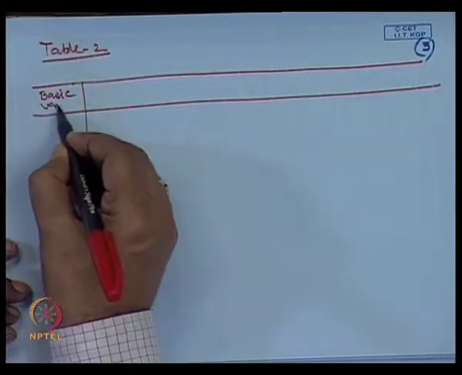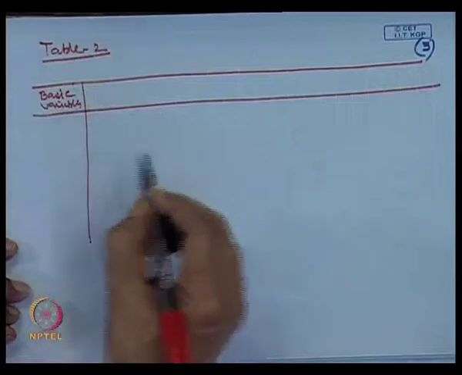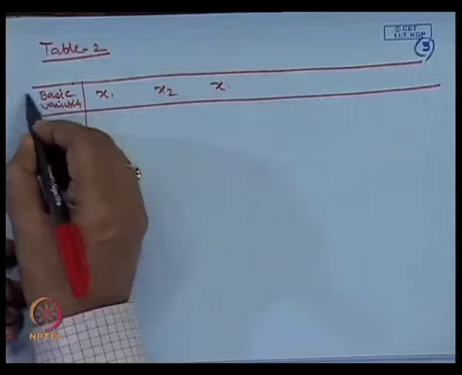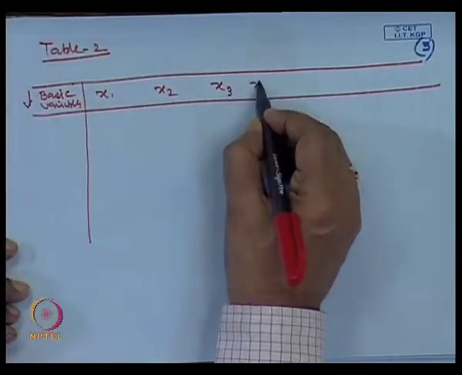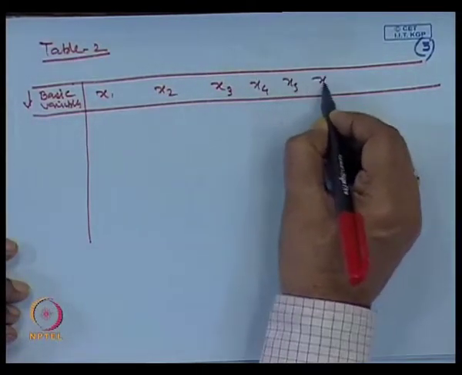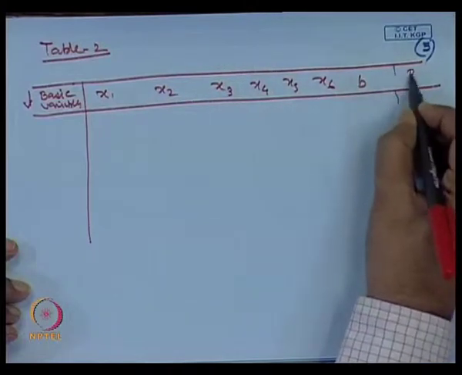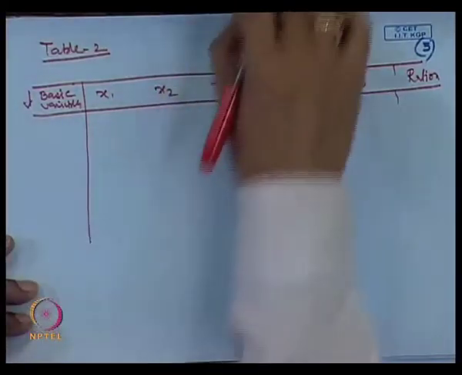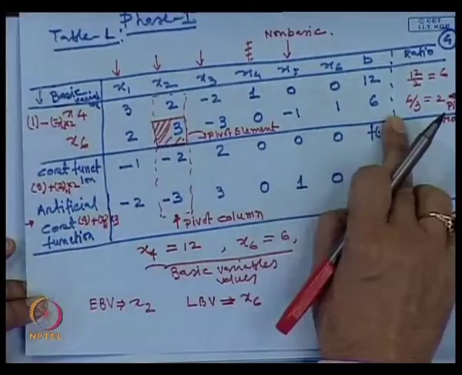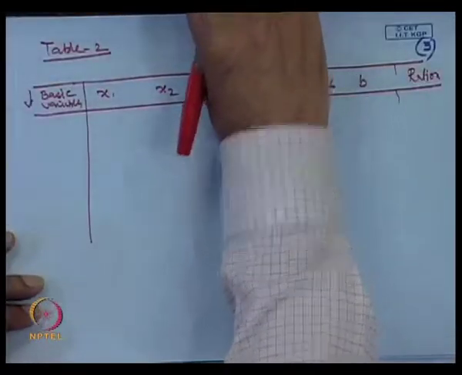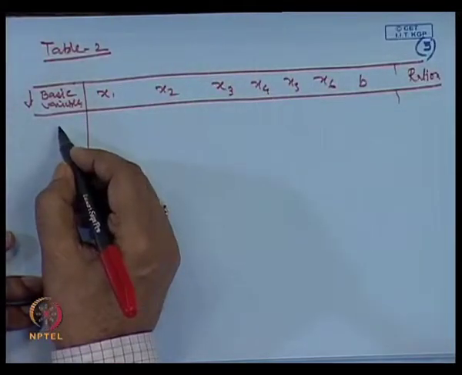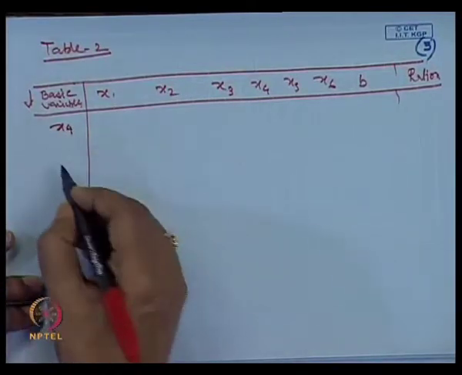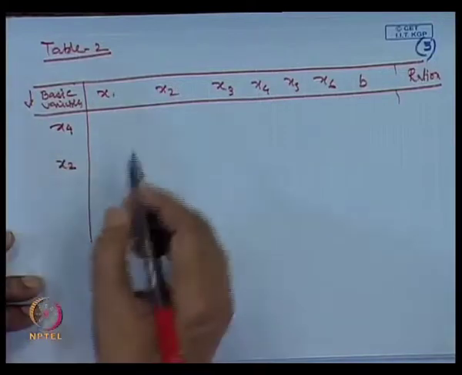Basic variables, agree? Basic variables x1, x2, x3, and in this direction x3, x4, x5, x6, and the b ratio. Whatever operation I asked you to do, you divide this equation by 3, and it becomes the second equation, and our basic variables are here. What is our basic variable? x4 is not changing, x6 is replaced by x2, this is our basic variable.